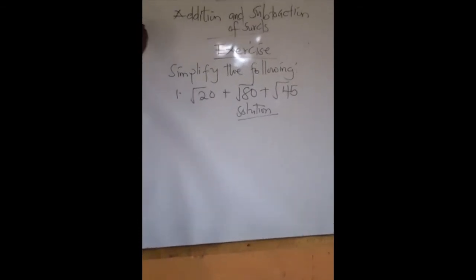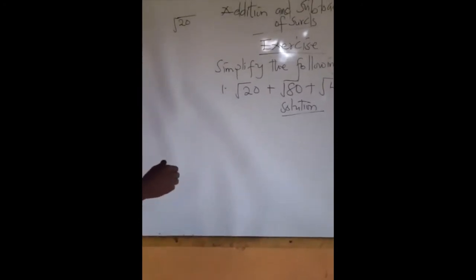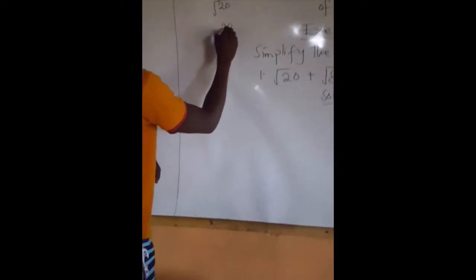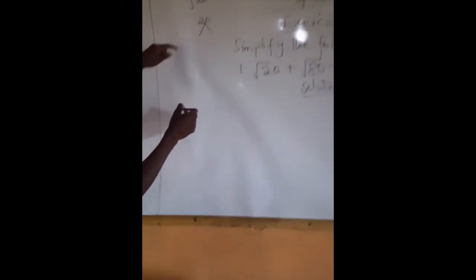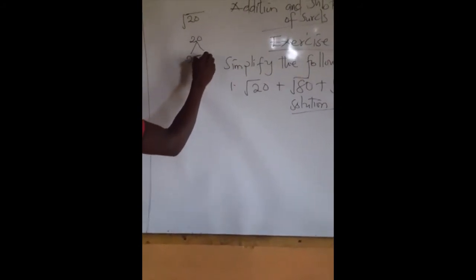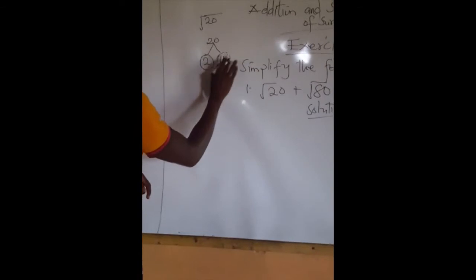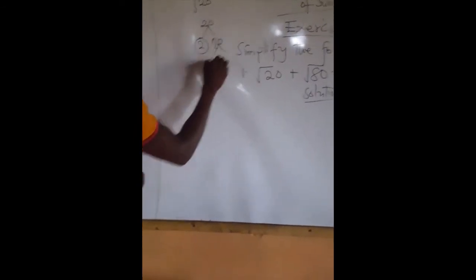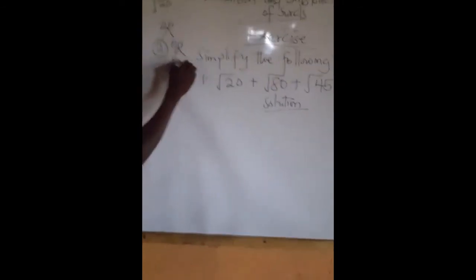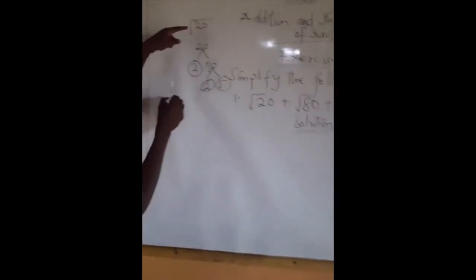Root 20. So we are going to break 20 down using the product of primes, or let's use the factor tree. So dividing 20 by the prime numbers, starting from 2. So we are going to get 2 going into 20 to give us 10. Now 2 is a prime number, 10 is not a prime number. So let's break 10 down. We are going to have 2 and 5. Here our 2 is a prime number, 5 is also a prime number.